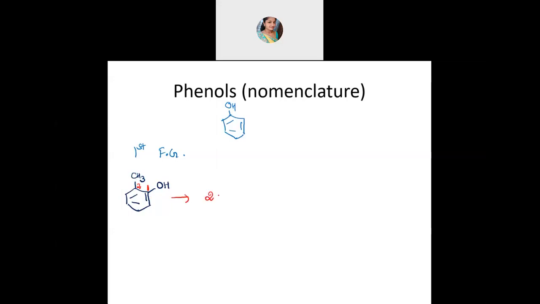So the name will be 2-methyl. Yeah, correct. 2-methyl. Then benzene with OH is called as phenol. So 2-methyl phenol. This is the name. That's the IUPAC name. So I said IUPAC is more than enough if you study for benzene related compounds. If you want the common name, it is cresol. The common name of this compound is cresol. It's orthocresol because of first and second position. So common name is orthocresol.